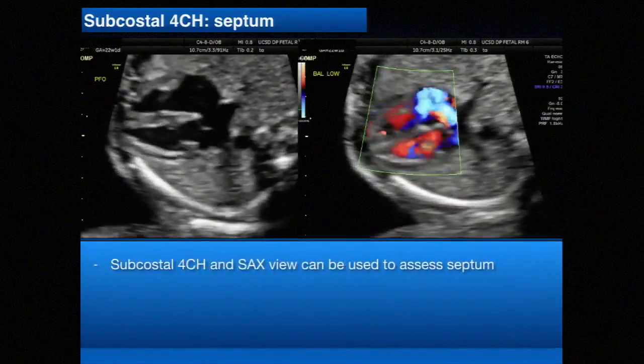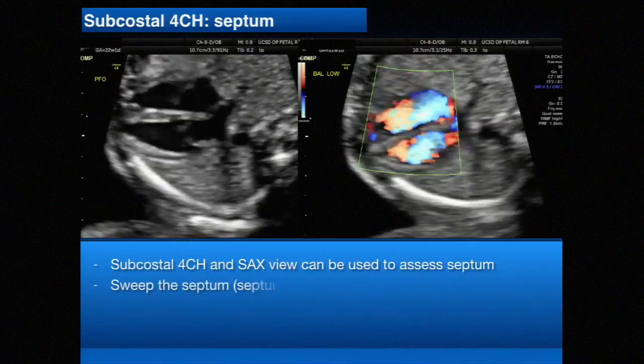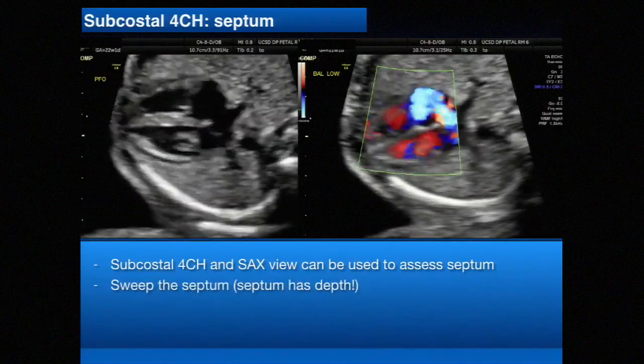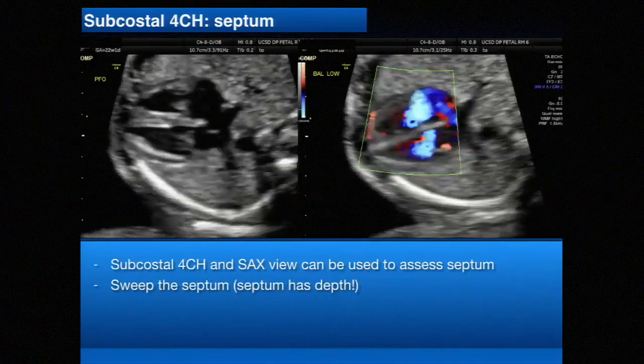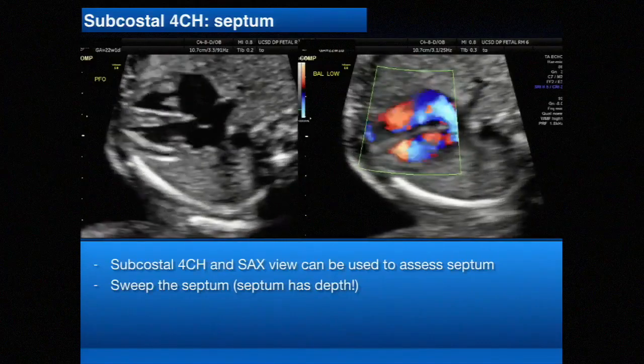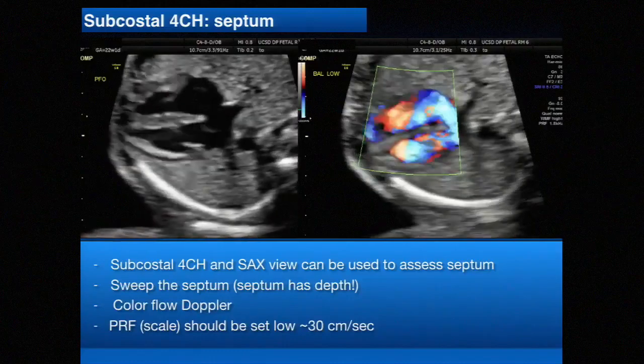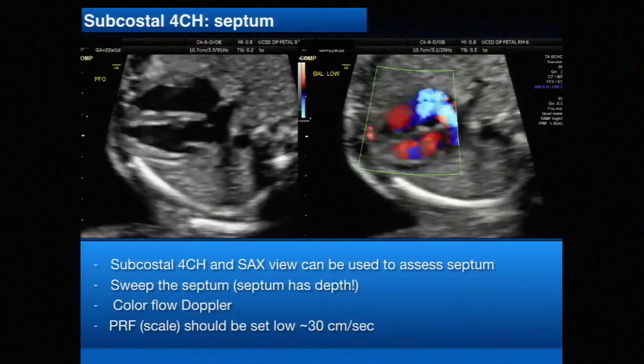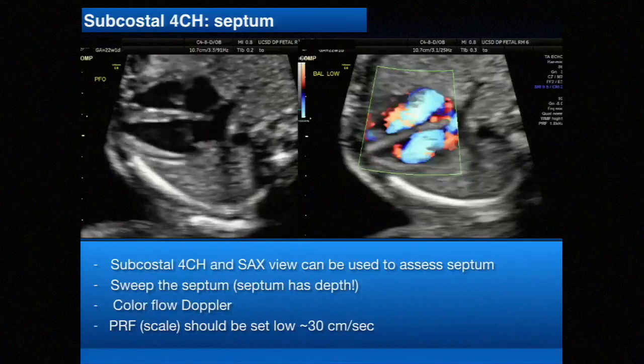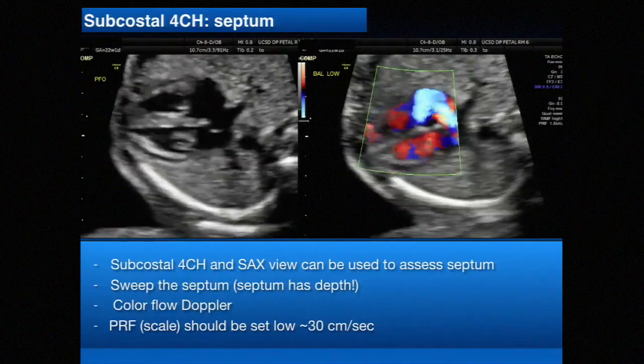So 4-chamber and short axis views are the typical views that we use. You want to make sure and be sweeping up and down because obviously we know the septum has depth, so you can't confirm it in only one plane. And we want to keep our scale low because in an otherwise structurally normal heart, your pressures on the right and left sides are going to be very close to equal.